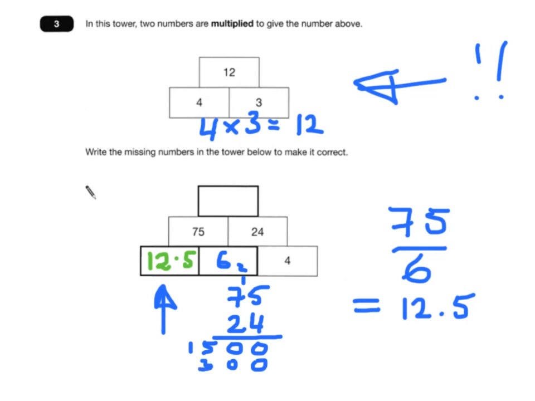Okay, we've got to add those two together. So 1500 plus 300 equals 1800. And that should go in there.